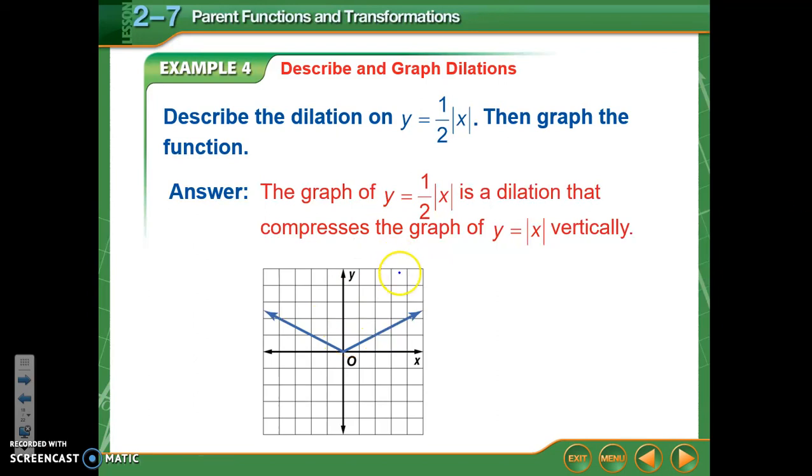Here they didn't graph the parent function for you, but my parent function would have gone through these points here. So notice this would have been the point 1, 1. My new point is 1, 1/2. It only goes up half as high. This is the point 2, 2. My new point is 2, 1. So instead of going up 2 units, it was cut in half and only went up 1 unit. And it goes that way all along both sides of my absolute value graph.